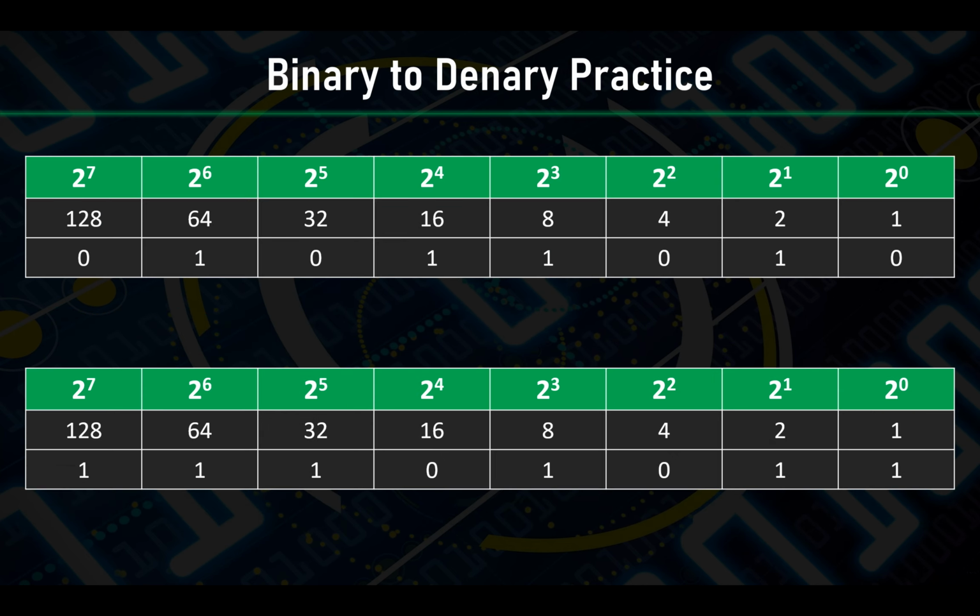Now let's have some practice converting from binary to denary. If we look at this one, there's no 128, but there will be a 64. There's also a 16, so 64 plus 16 is 80. Plus 8, that's 88. Plus 2, that should just be 90.